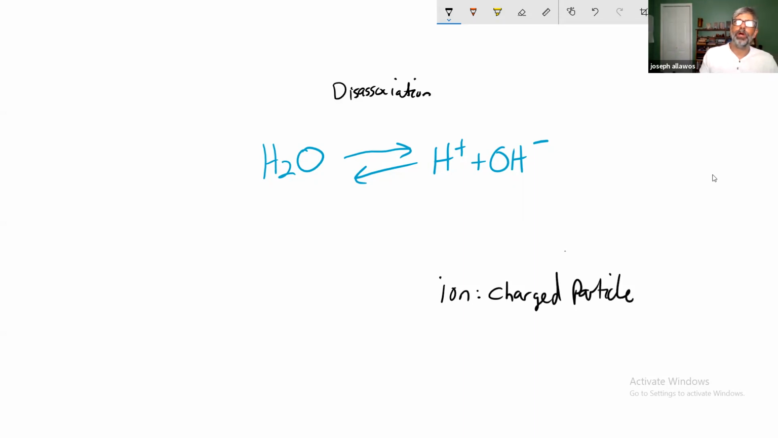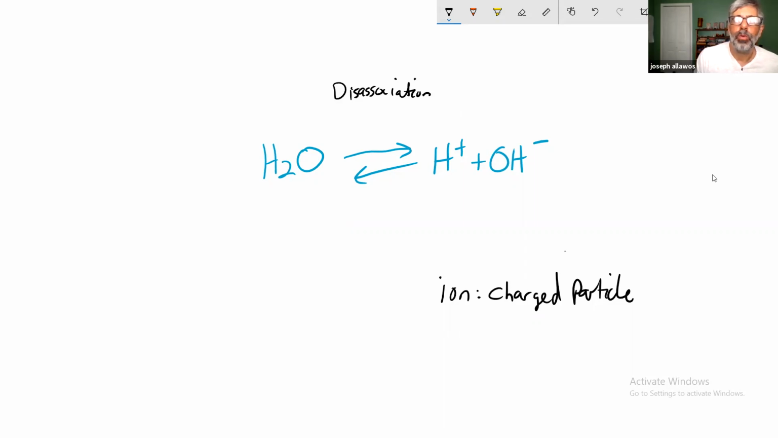Now, given what you know about atoms, if it's positively charged, it must have an extra proton, and if it's negatively charged, it must have an extra electron, right? So water is kind of a shapeshifter. It's constantly shifting back and forth between its normal form and these ions. And you can see if you add these together, it makes water, right? HOH.